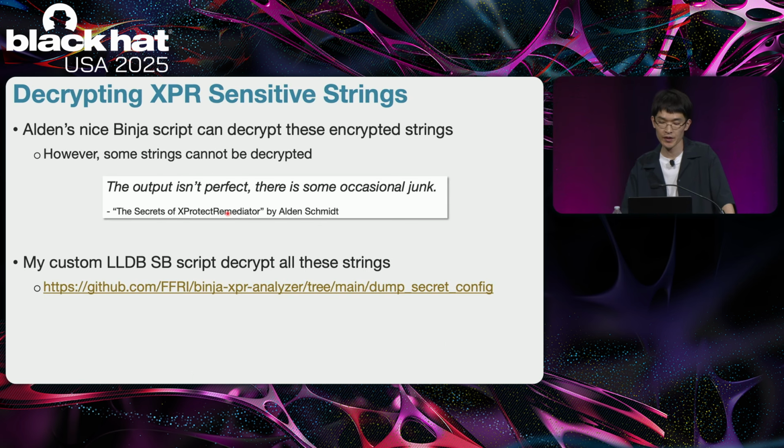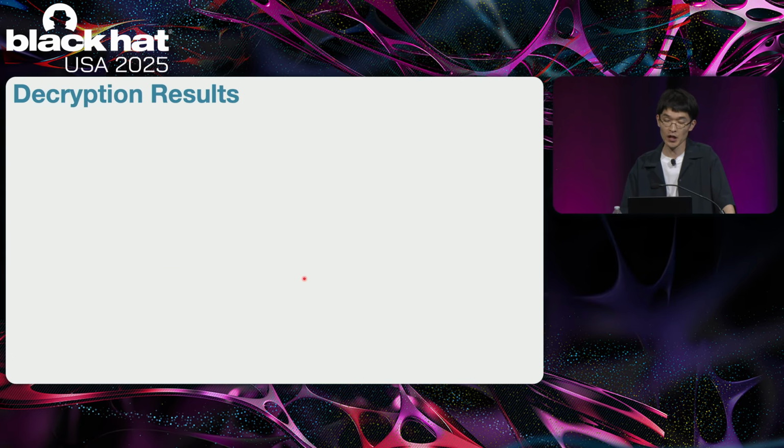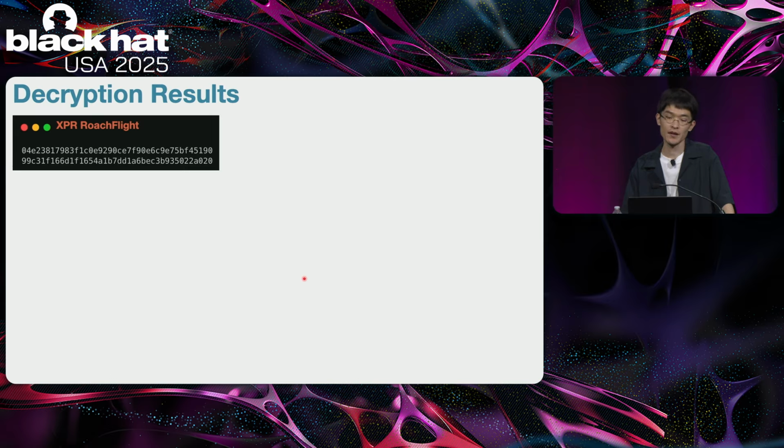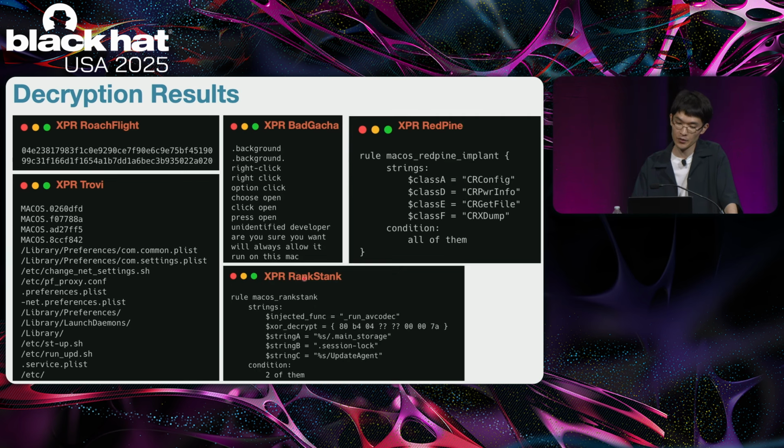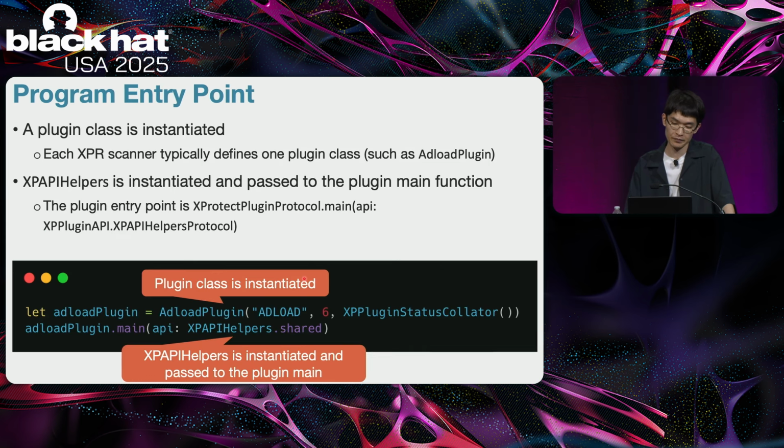Alden from Huntress originally decrypted these strings. He also provided a nice Binary Ninja script for that. But some strings weren't successfully decrypted. He admitted that the output is not perfect. Therefore, I developed a custom LLDB script that decrypts all these strings. Here are a few decryption results. We can see things like hashes, file paths, text messages, and YARA rules, etc.